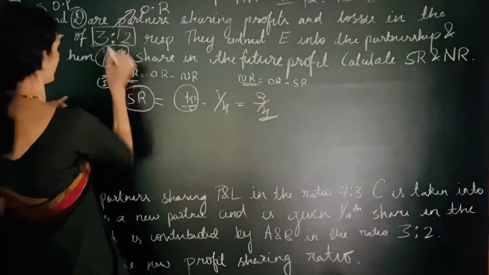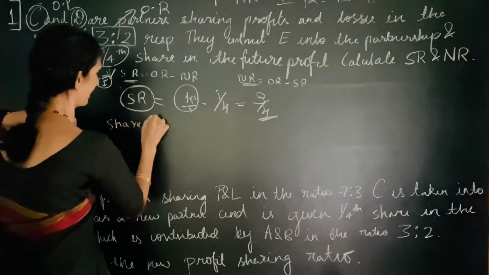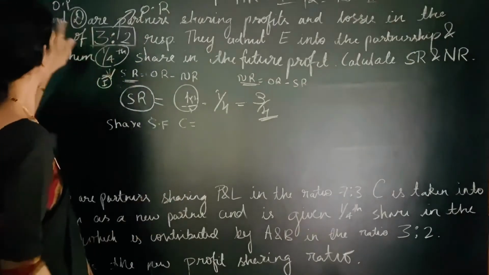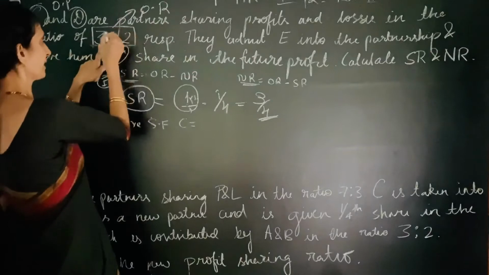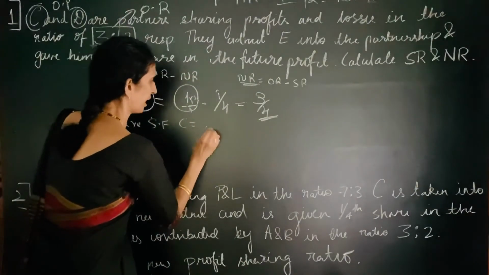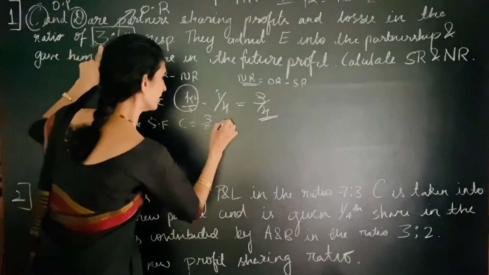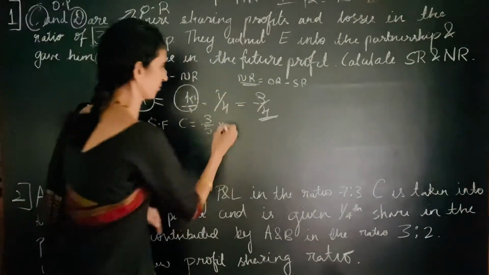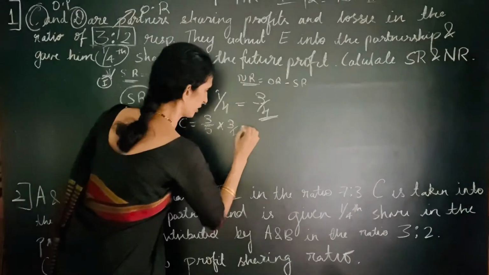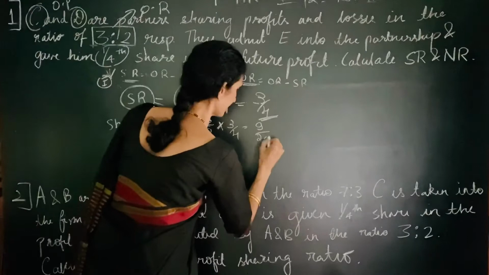Then what is their old ratio? The share sacrificed by the old partner, the first partner, C. His share is 3:2, meaning 3 plus 2, it is 5. So out of 5, C's share is 3. So 3/5 into, it is not minus, here it is into 3/4. Just multiply it. 3 into 3, 9; 5 into 4, 20.